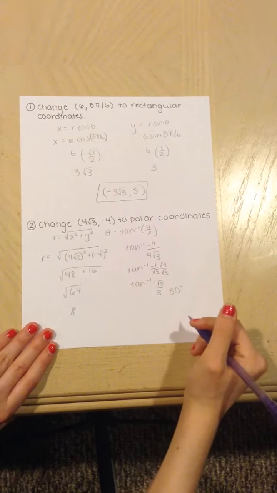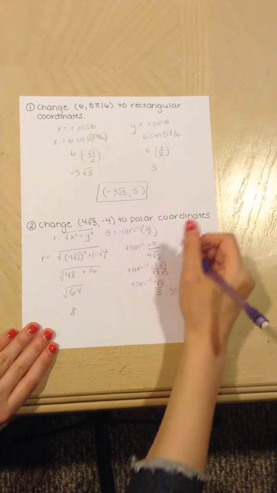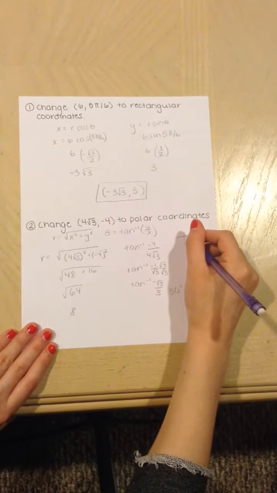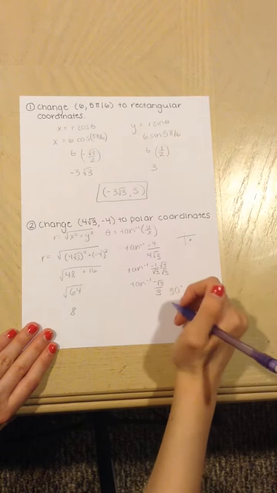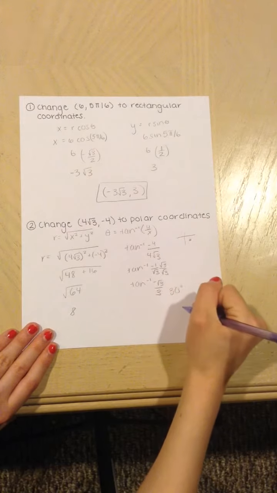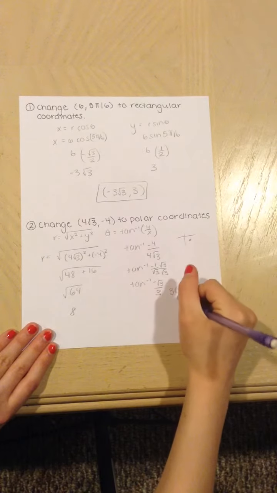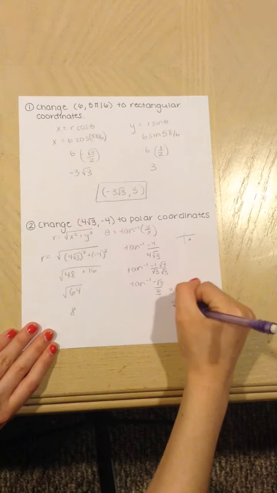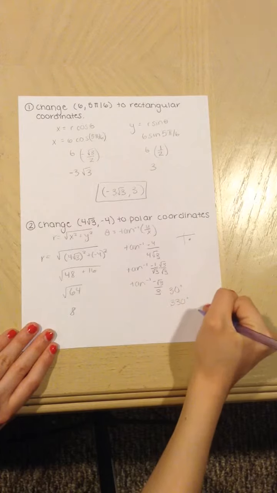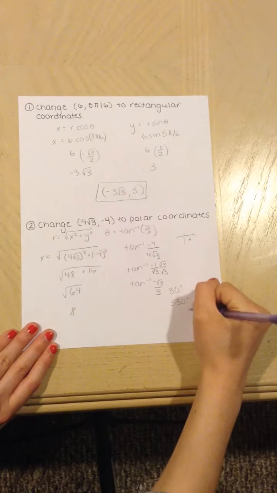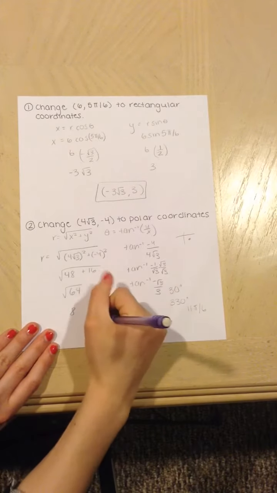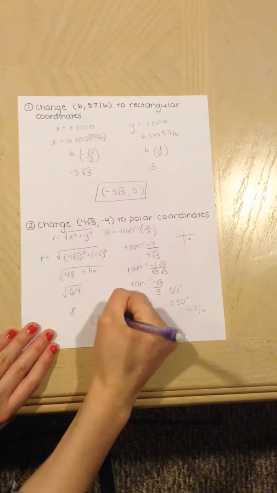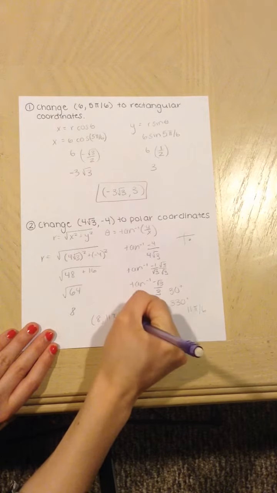And that's to tell what quadrant it's going to be in. The x value is positive, so it's going to be right here, and then y value is negative, so it's going to be in quadrant 4. So now, with a reference angle of 30 in quadrant 4, that's 330 degrees. And in radians, that would be 11 pi over 6. So now your coordinate is 8, 11 pi over 6.